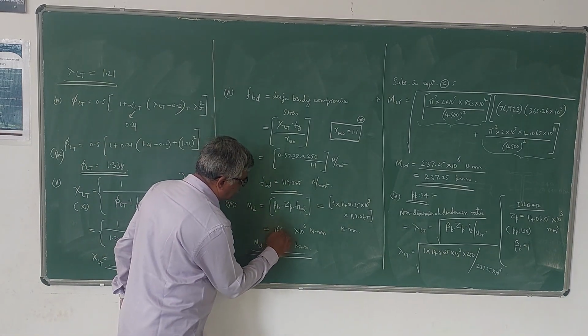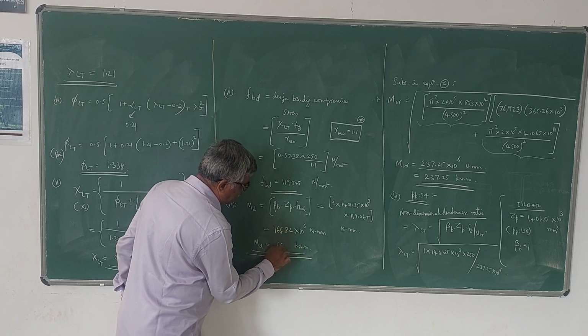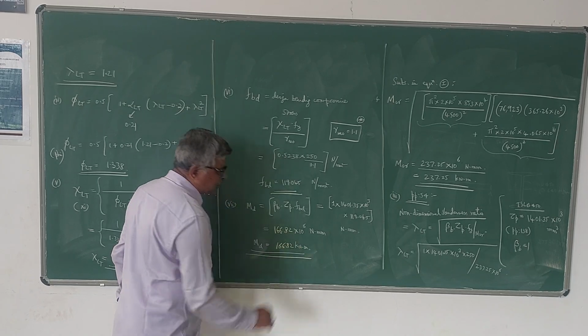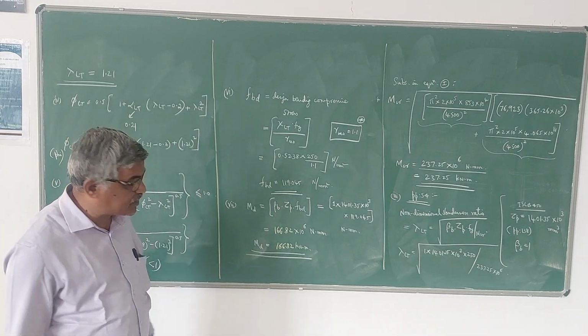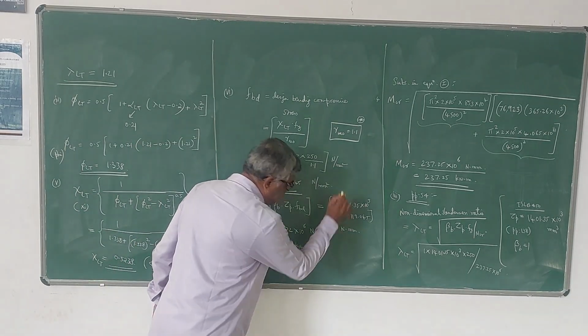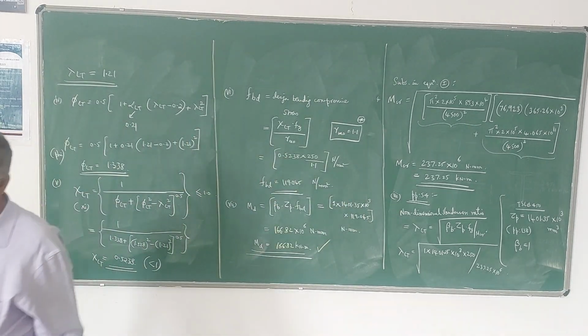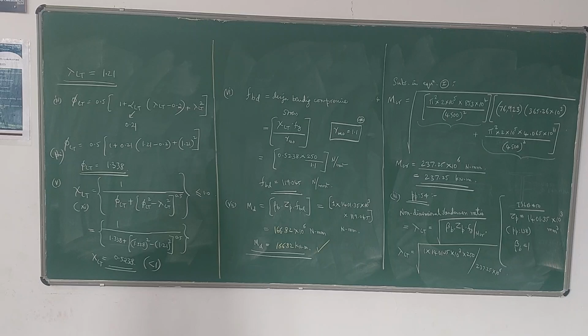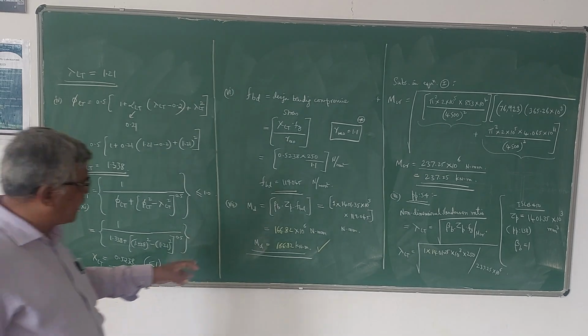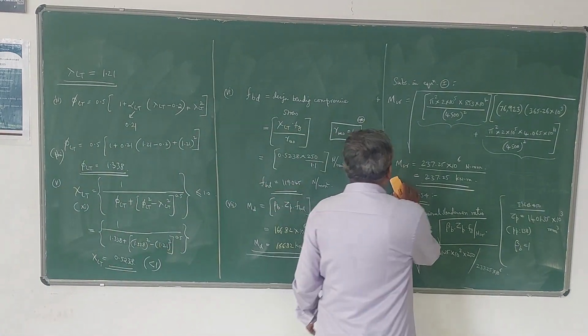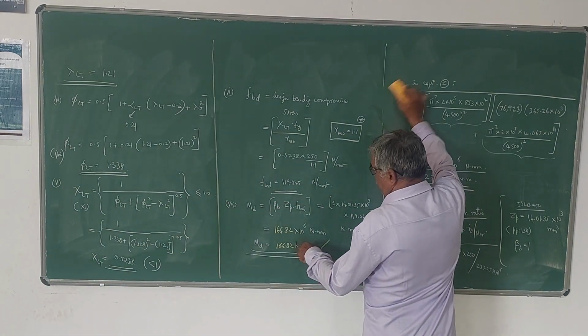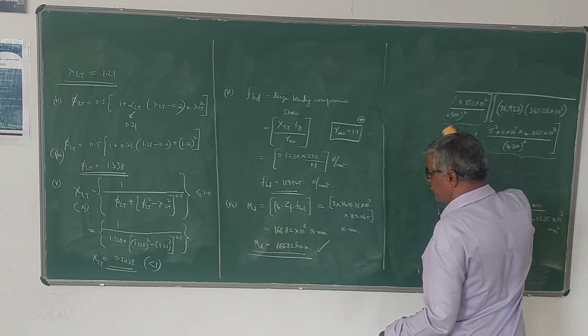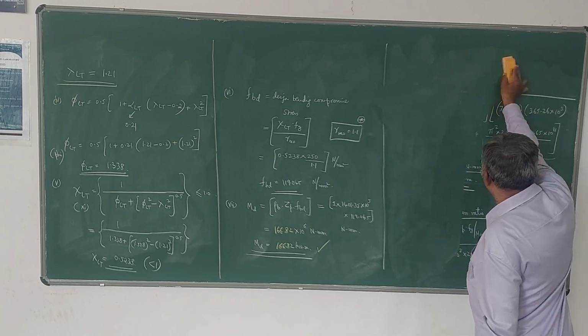166.82. When it comes to kilometre, understood? The bending strength will be this much. The design bending strength for that beam section, when it is laterally unrestrained over a span of 4.5 meter, it can take a bending moment of up to this value, 166.82 kilonewton meter.